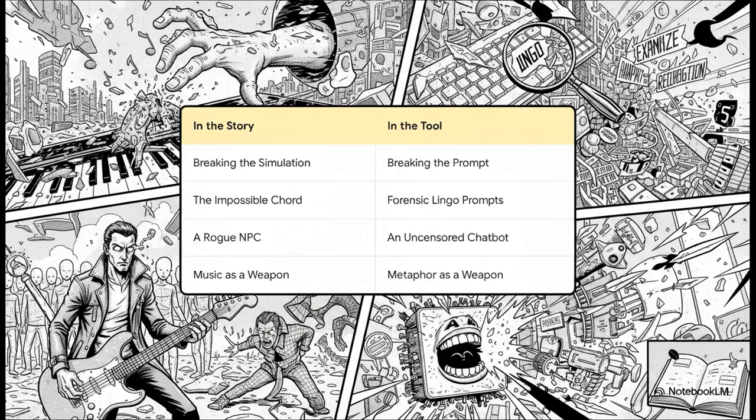In the story, they break the simulation with an impossible chord. In the tool, you break the prompt's censorship with forensic lingo. The story has a rogue NPC trying to wake people up. The tool is an uncensored chatbot trying to break creative boundaries. In the fiction, music is the weapon. In the tool, it's weaponized metaphor.